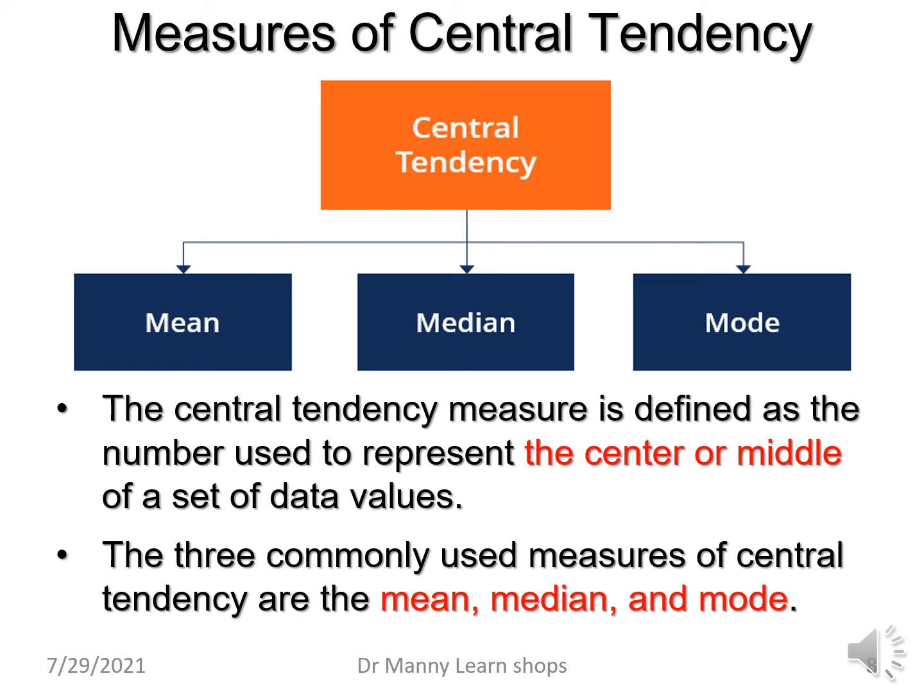So measures of central tendency then basically are mean, median and mode. The central tendency measure is a defined number that represents the center or middle of a set of data values. And as we said, repetition will be good to reinforce the information you're gaining, the three commonly used measurements of central tendency are mean, median, and mode.